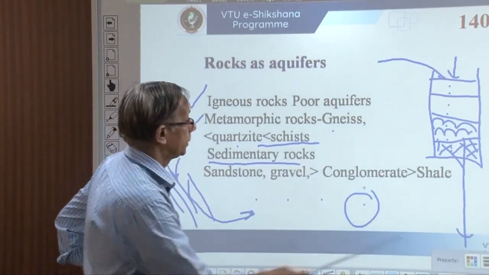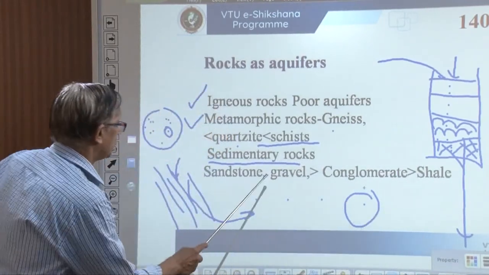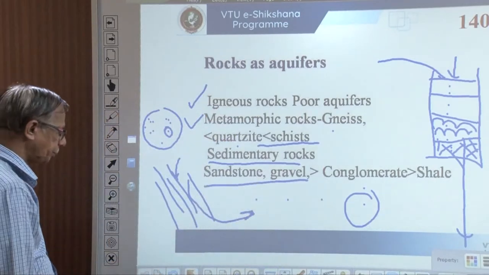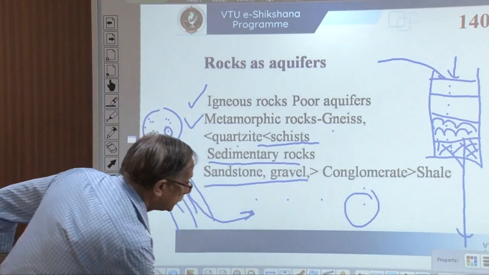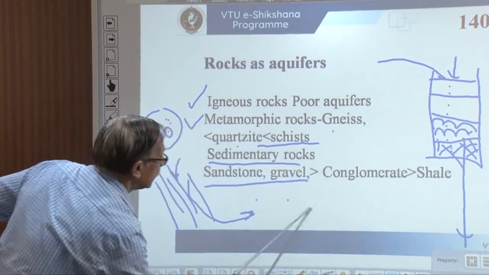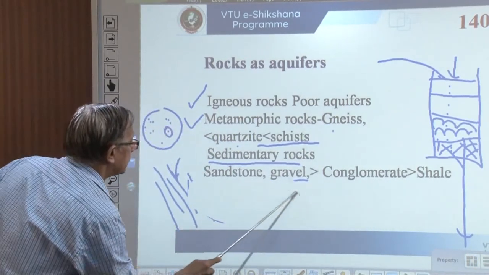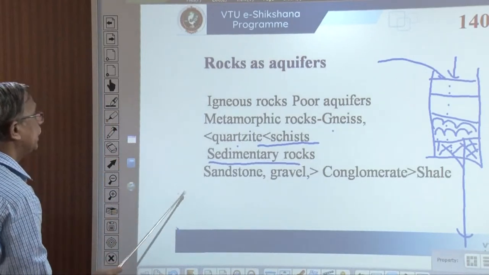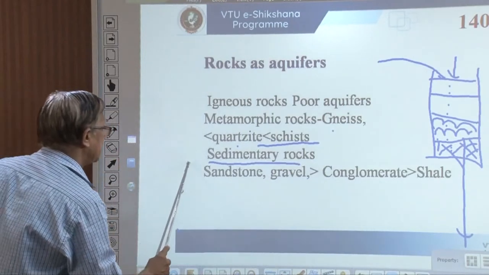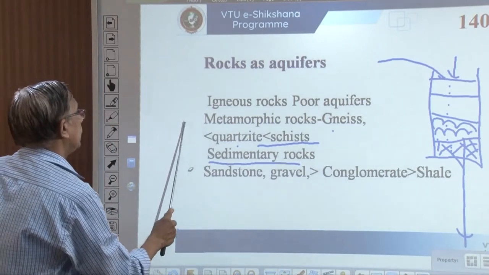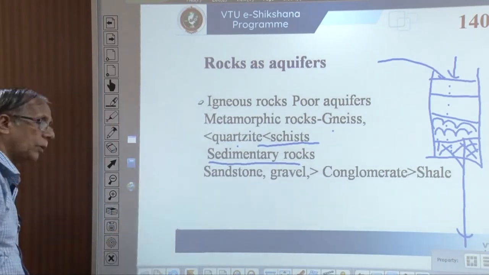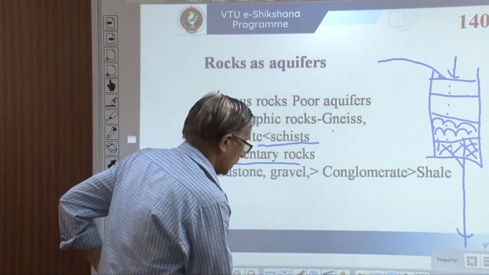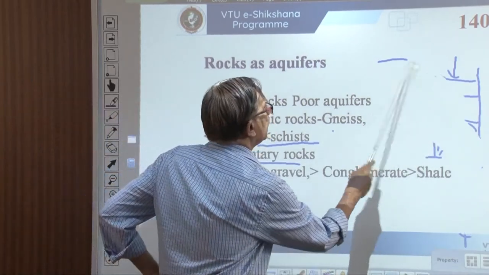Conglomerate, better. Shale, better. Sandstone, still better. Sandstone and gravel, more or less equal. Friends, now, I say sandstone, gravel, etc. are good. Among this, I rate this as the first, then metamorphic rock, igneous rock with respect to ability to store. And I have a reason.